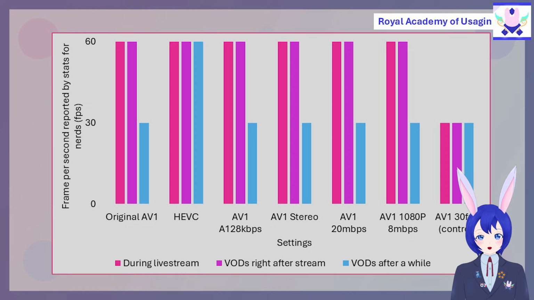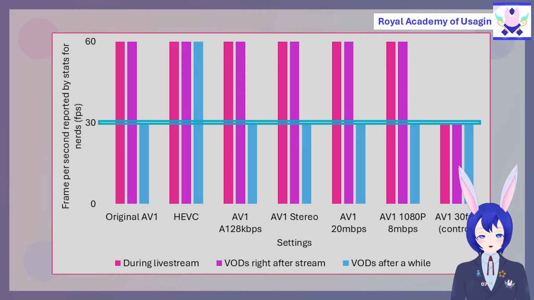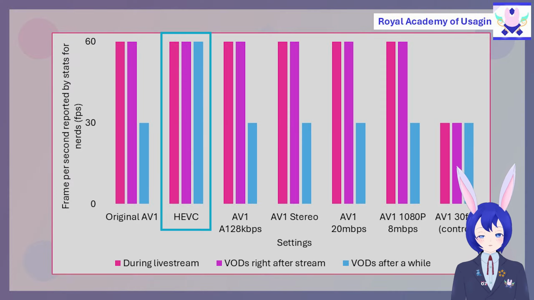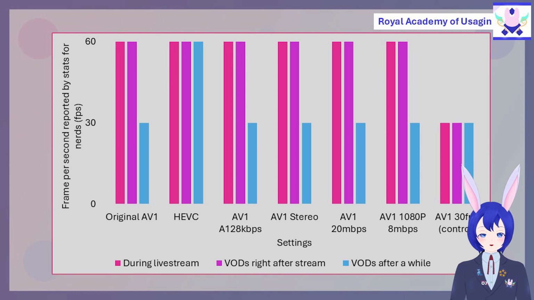And the graph is as shown. The result is unexpected to me because all streams encoded with AV1, regardless of any other settings, suffer the 30 FPS curse after some time has passed. Only HEVC still retains 60 FPS after 30 minutes of VODs. I rechecked. Only HEVC still retains the 60 FPS after a lot of time has passed. I rechecked, and all videos to this day retain the final FPS, or lack thereof, even when days have passed.